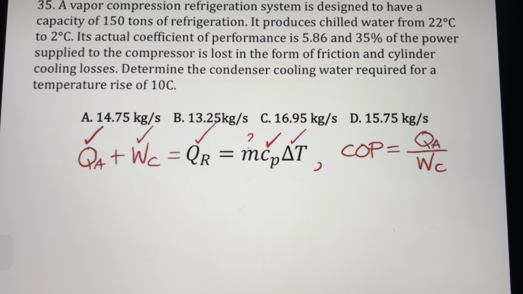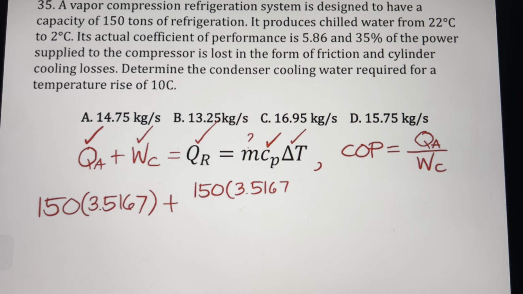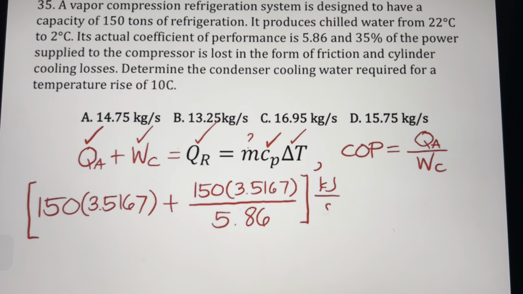Okay, let's solve that directly. Our QA is 150 tons of refrigeration. Let's multiply that by 3.5167 to make that kilowatts. Plus our compressor work is QA over COP, which is still 150 times 3.5167, that's in kilowatts, over the coefficient of performance, which is 5.86. So the whole left side is in kilowatts or kilojoules per second.